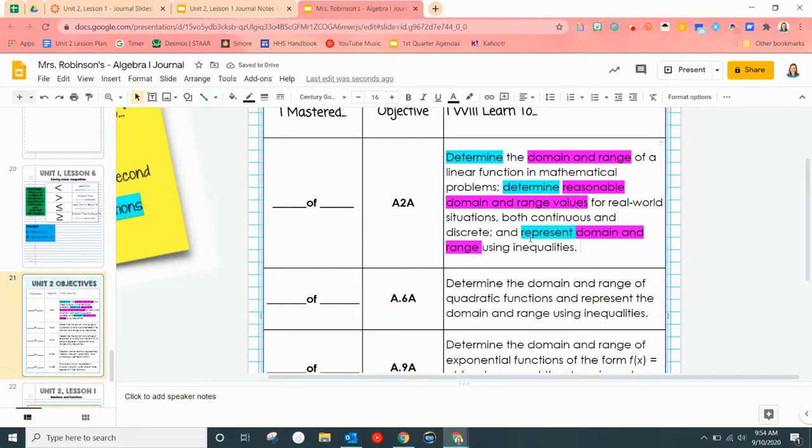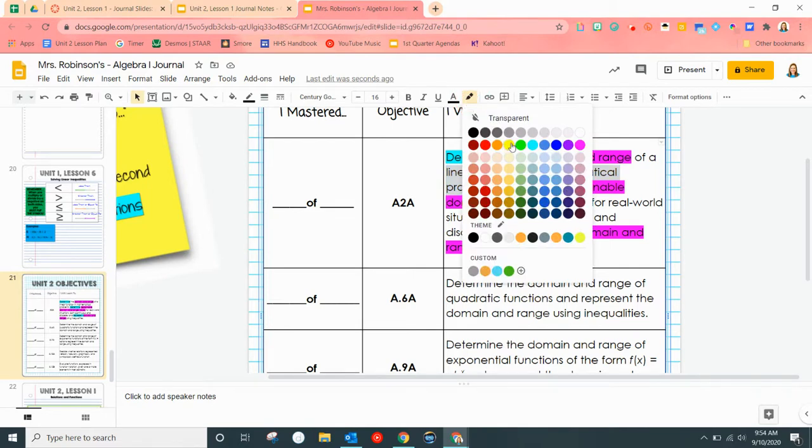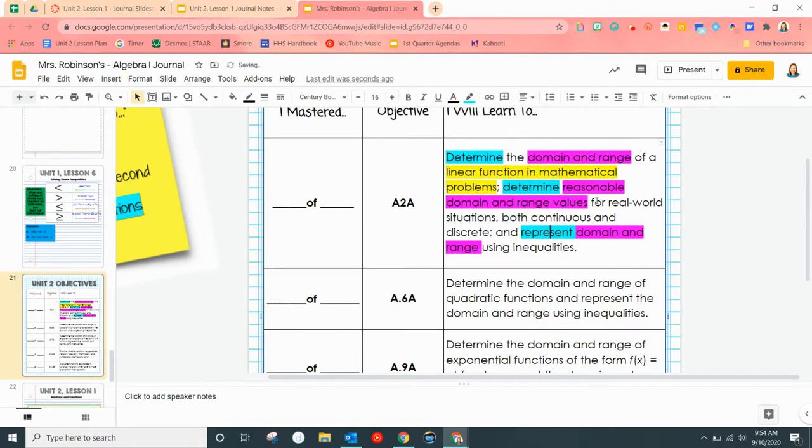Now I need to figure out what my descriptions are. What's describing the nouns? What's describing what I'm going to be determining? Well, I know I'm going to determine domain and range, and it's going to be of a linear function, and they're going to be in math problems. So that's important. Now I think I'll do yellow. I'm going to determine reasonable domain and range for real world situations, continuous, and discrete. All of that's describing what I'm determining. So I'm going to do all my descriptions in yellow.